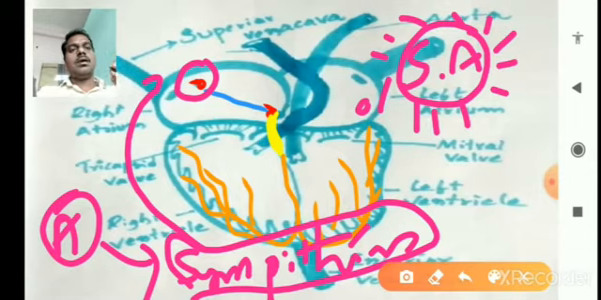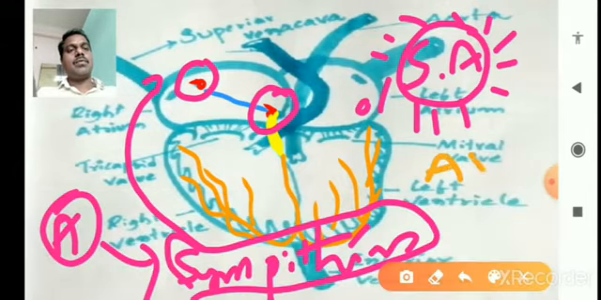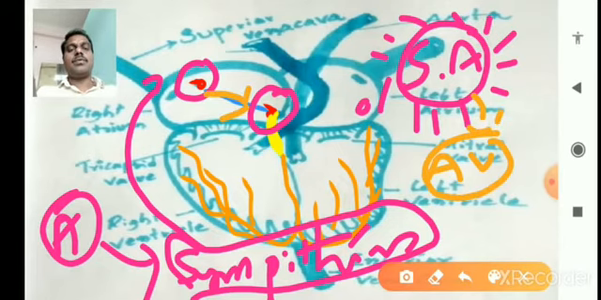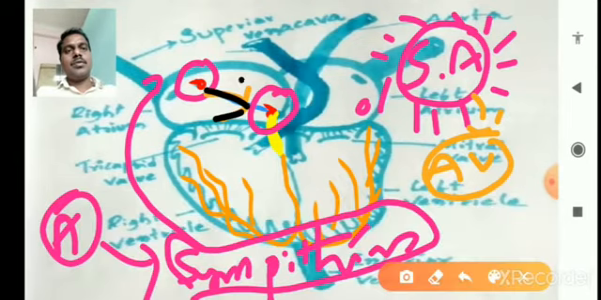This SA node produces the signals to another node, which we call the AV node. The signals are transferred from the SA node to the AV node. So from here to here the signals are now transferred. These signals produced from the SA node travel by myofibrils to the AV node, and the AV node receives this signal.